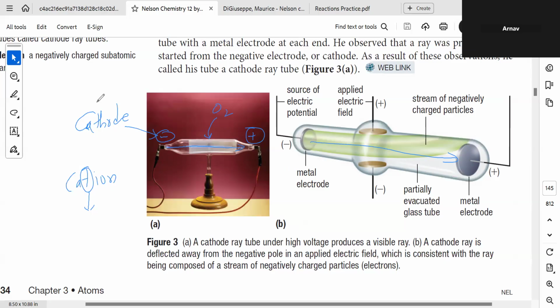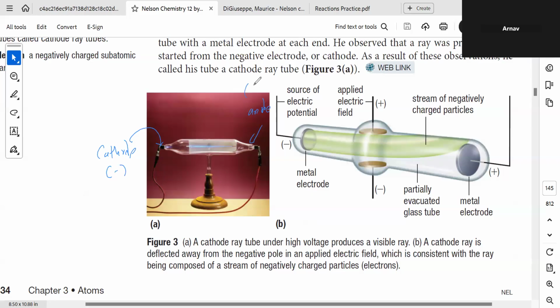Any doubt? No. So just for now, don't go into the names and other things. We are going to cover everything in detail. But for the sake of this particular unit, what you can remember is that this is a cathode, which is the negative terminal, and this is the anode, which is the positive terminal.